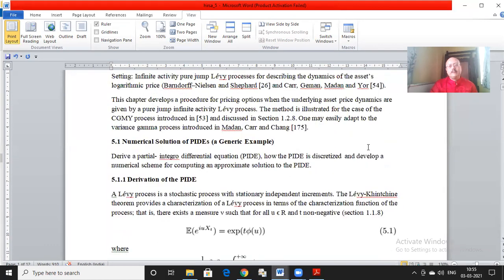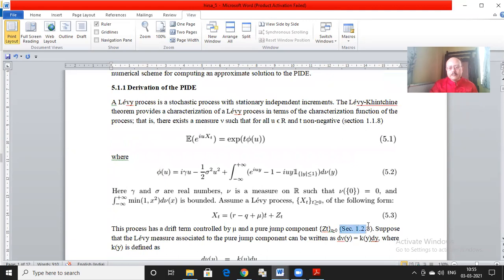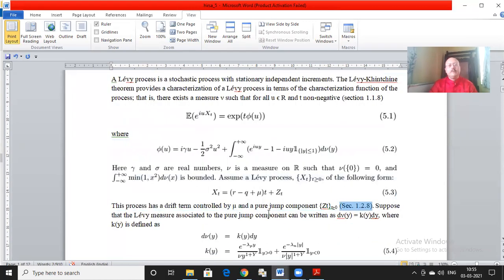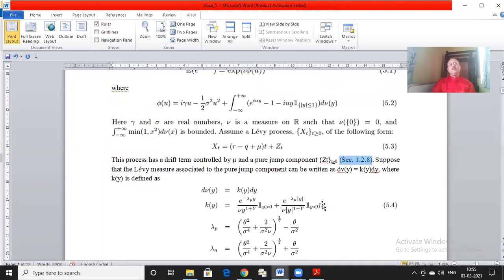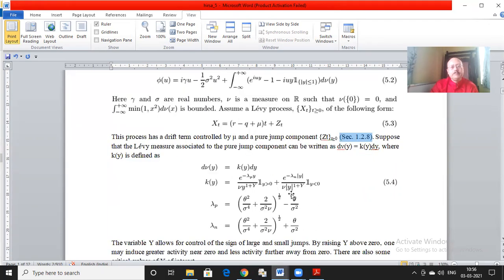So again, if you recall this section 1.2.8, we have had this discussion before, that we have the drift part where I can make adjustments through the parameter mu, and I throw in the pure jump component Z_t, which is going to give me the jump process. In particular, we also talked about this explicit density for the Levy measure, that suppose the Levy measure associated to this Z_t can be written as d nu equal to k(y) dy, where k(y) is an explicit density function. This density function we have talked about before, and this will be our standing example in this chapter.